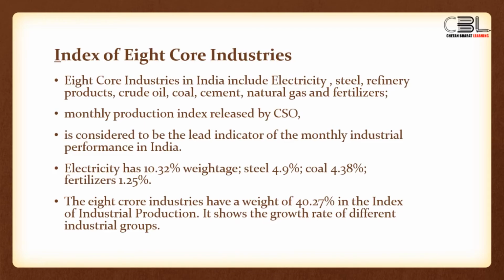We just have to remember those two and must have an idea what all industries are included in these 8 core industries. Okay, a general idea will suffice. The significance of 8 core industries is that they have a combined weight of 40.27% in the index of industrial production. The index of industrial production shows the growth rate of different industrial groups. And in those industrial groups, around 40% of weight is held by the 8 core industries that we have discussed.